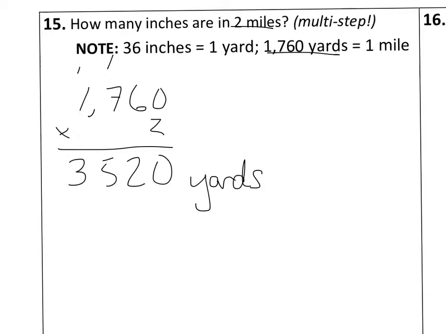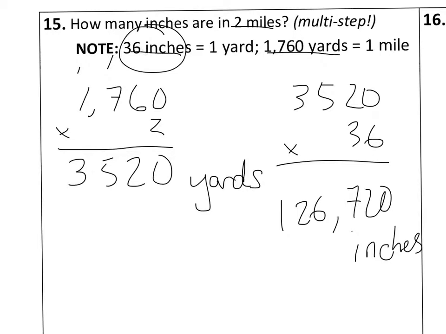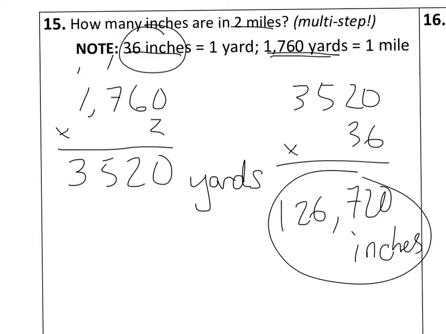And then what I might want to do is take my total yards and multiply it by 36 inches. If I do 3,520 yards times 36, I will eventually come to the answer of 126,720 inches. The other thing you could have done is gone in reverse. You could have taken 36 inches times 1,760 to figure out how many inches are in 1 mile, and then multiplied that by 2. Either way, you should have come to the same answer, which was this.